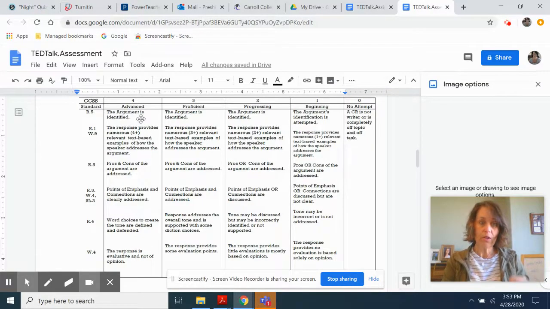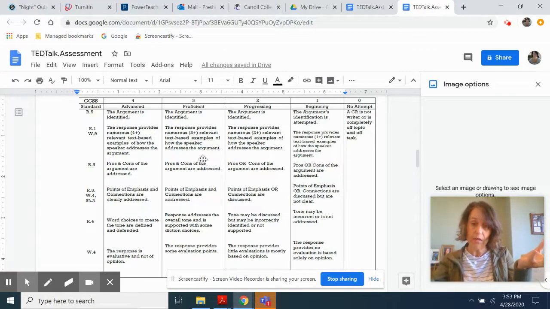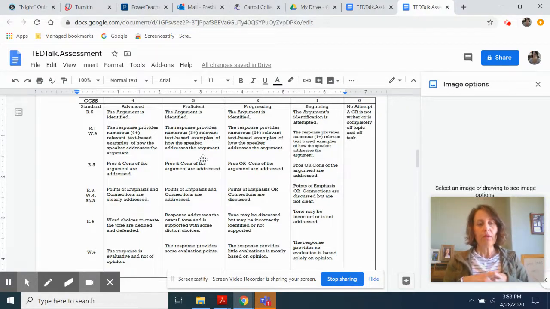And I want to know, are you able to find the argument? Can you see what the claim is? Are you able to show and share with me the relevant reasoning and the evidence that the speaker gave? Are you able to see that there is a claim and a counterclaim, that the opposite side can be heard? Are you able to clearly address for me any points of emphasis?